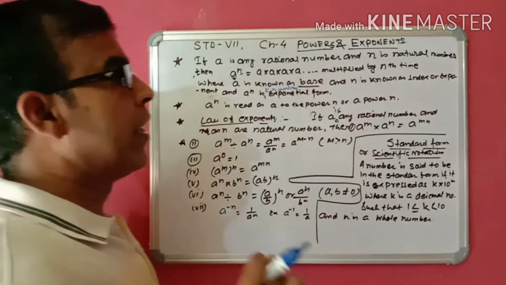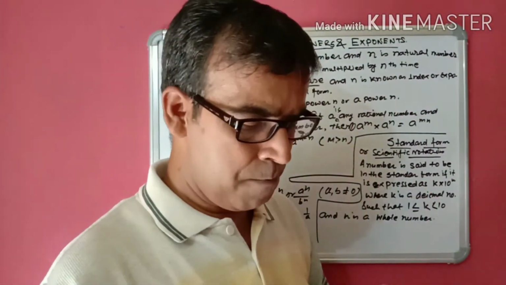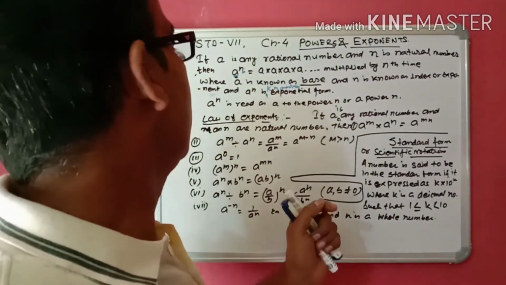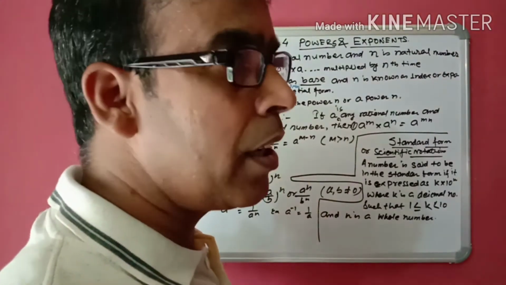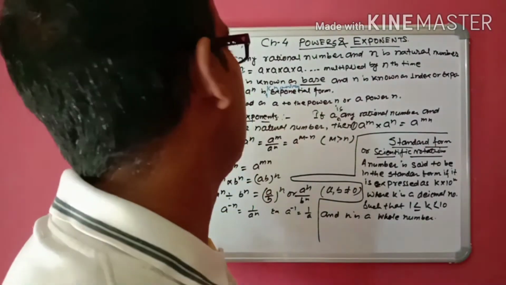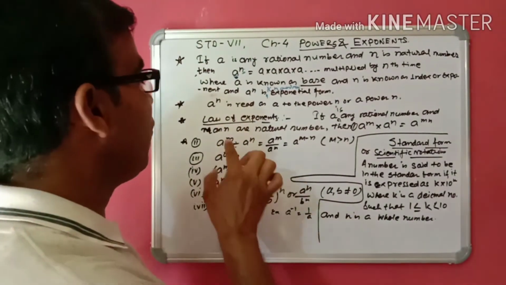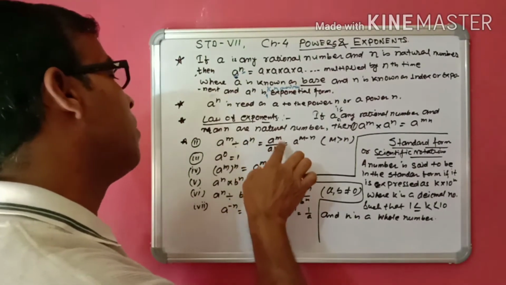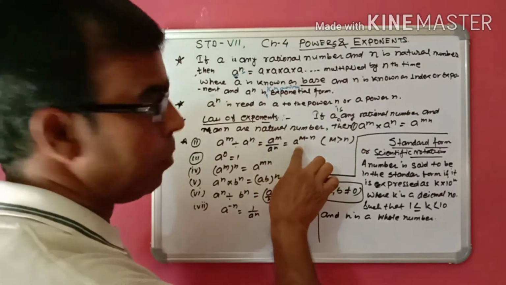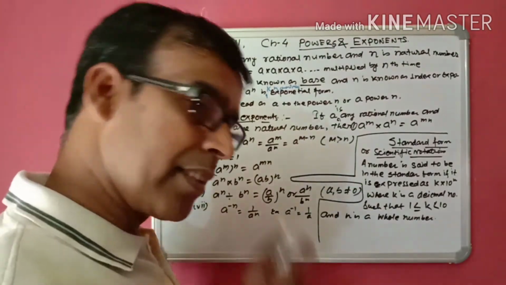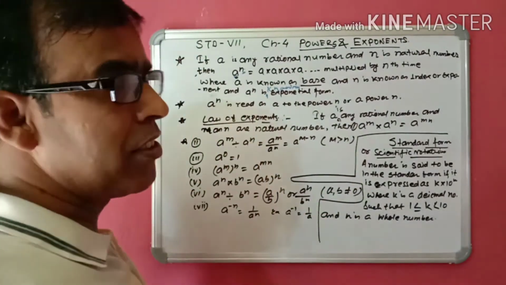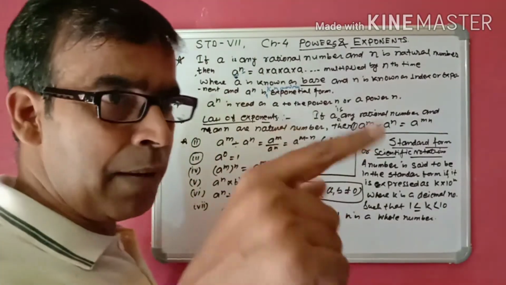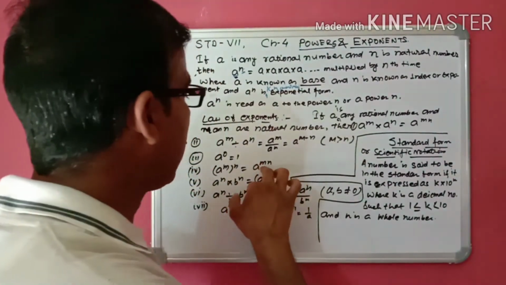Now the laws of exponents. If a to the power m into a to the power n are there, then we can write a to the power m plus n. And a to the power m divided by a to the power n is a to the power m minus n, where m is greater than n. Now a to the power 0 is 1. And a to the power m, whole to the power n, means a to the power m into n.